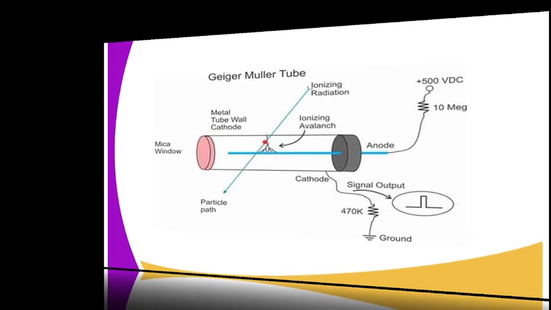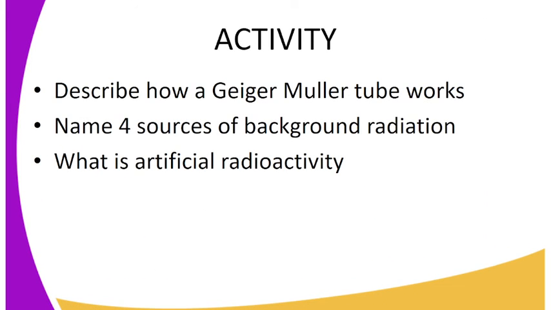And that is the end of our lesson. Number 1 question. Describe how a Geiger-Muller tube works. Number 2. Name 4 sources of background radiation. Number 3. What is artificial radioactivity?